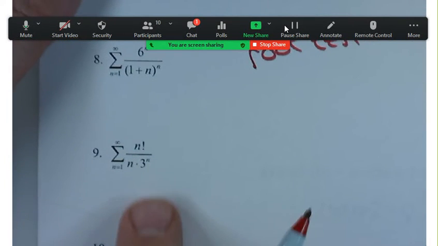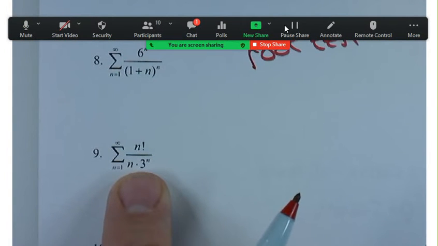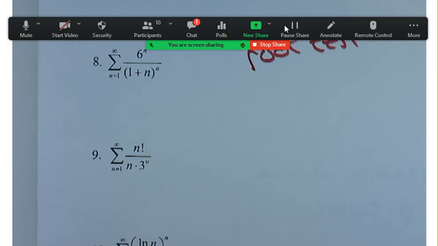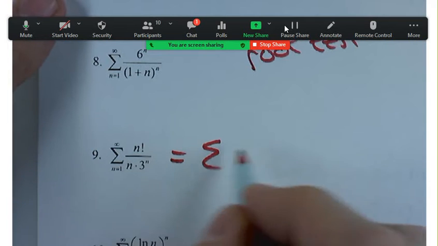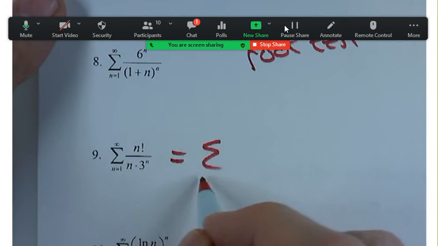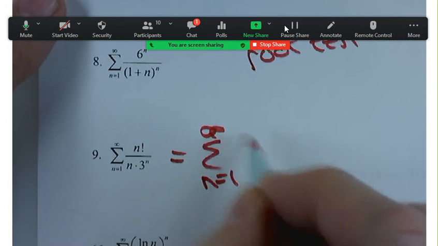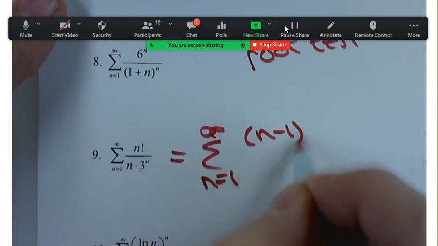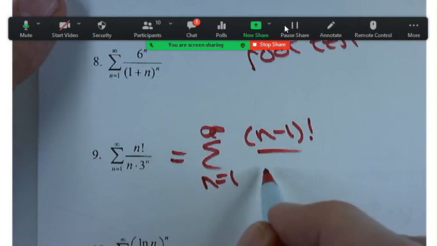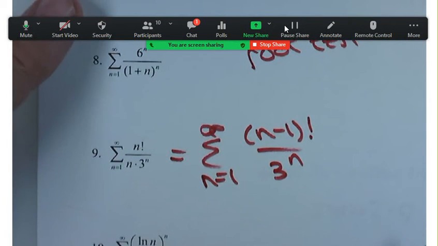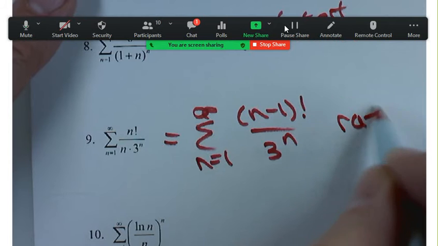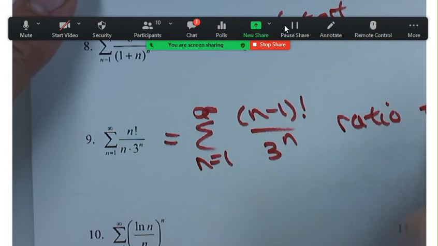How about this one? Ratio test. Factorials are great for the ratio test. And in fact, if you wanted to, n and n factorial, this can cancel into this. You could rewrite this as the sum from n equals 1 to infinity of n minus 1 factorial over 3 to the n. Basically, I canceled out that n. But yeah, the ratio test. And it's going to converge.